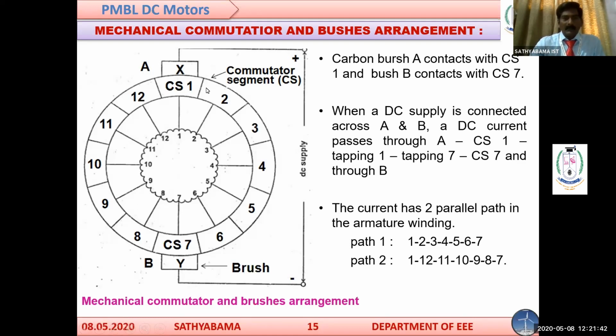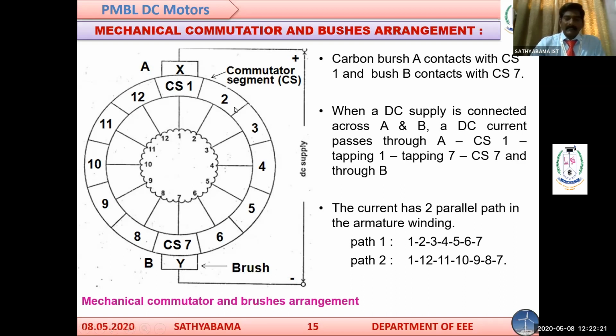Now, when the commutator rotates in the anti-clockwise direction, the new position brings contact brushes A and B to commutator segments 2 and 8 respectively. Again, there are two parallel paths. Current from A goes through commutator segments 2, 3, 4, 5, 6, 7 and 8, again to brush B. That is one path. The other path is brush A, commutator segments 2, 1, 12, 11, 10, 9, 8 and B. So this may be the new position.